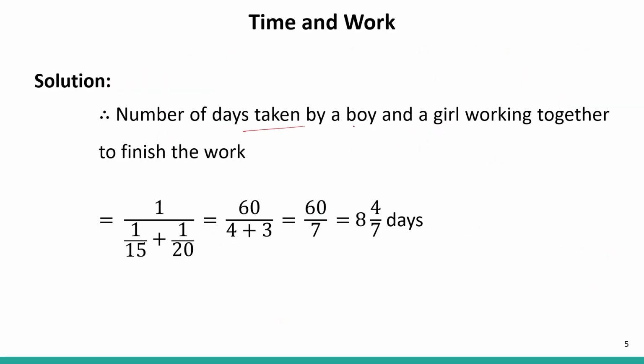So the number of days taken by a boy and a girl working together to finish the work is equal to 1 by (1/15 plus 1/20), that is equal to 60 by (4 plus 3), which is 60 by 7, that is equal to 8 whole and 4 by 7 days. Because if we divide 60 by 7, it will be 7 into 8, that is 56, and what we are left with is 4. So in mixed number form, it is 8 whole and 4 by 7.